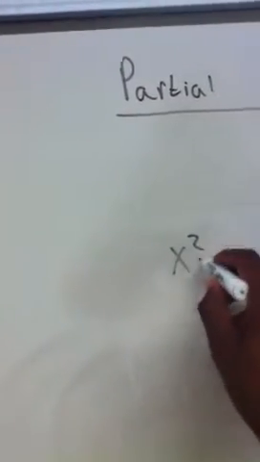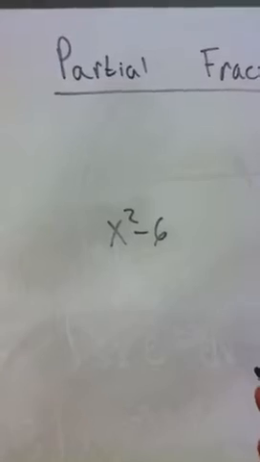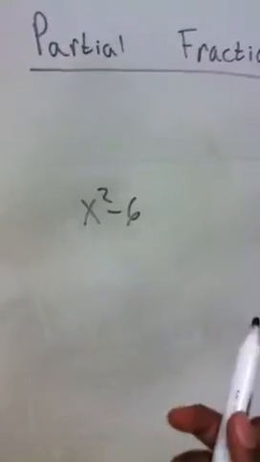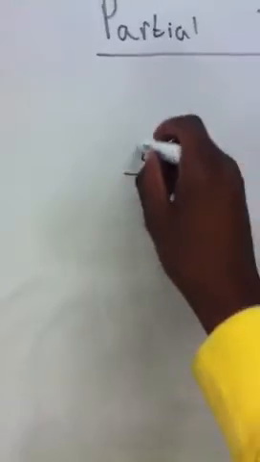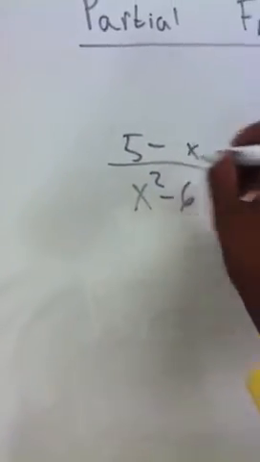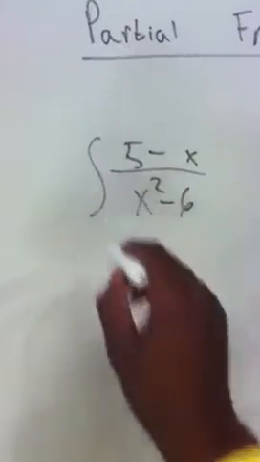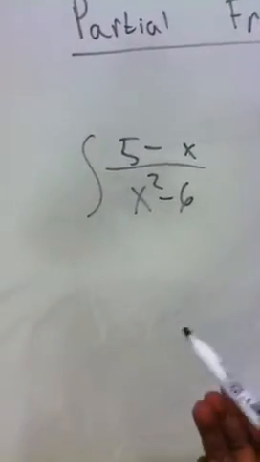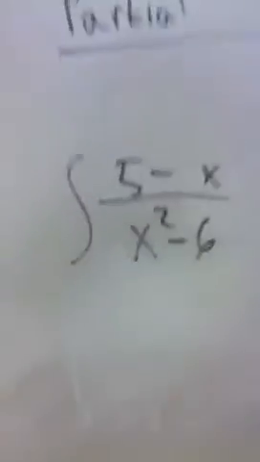The only way I could easily tell you is if you have a function in fraction form, and the bottom of it looks like a quadratic, like x squared minus 6 or something like that. If you have something on top like 5 minus x, and you're taking the integral of this, you know that partial fractions is the method to use. After a quick example, you'll understand a little more about why.